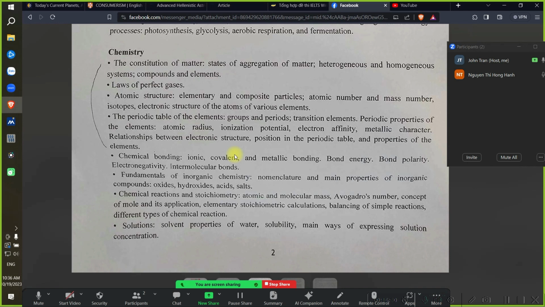Okay. Anything else? I think that is it for electronegativity and bond polarity.